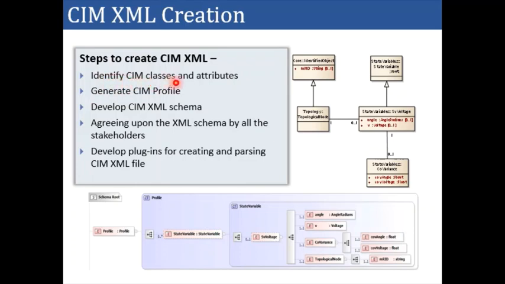Then after identifying the classes and their attributes, we will generate the corresponding SIM profile. That means we will utilize the inheritance, association or aggregation properties and connect various classes with each other. In this way we will generate the SIM profile. After generating the SIM profile, we will develop the SIM XML schema, which is nothing but a template with blank tags where we will fill in the required data.